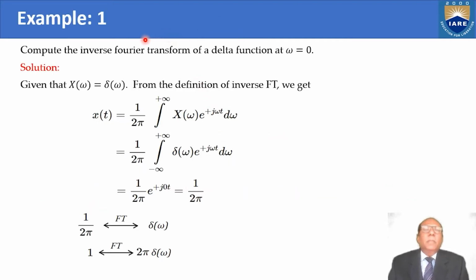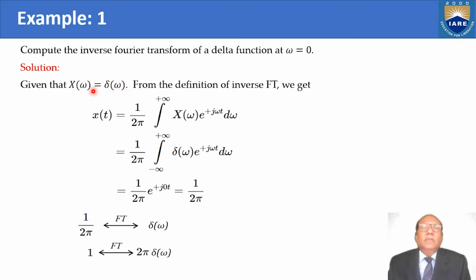So here I will start with one example, because from this example you can understand the derivation of the Fourier transform of a periodic signal more easily. The problem is we have to compute the inverse Fourier transform of a delta function at omega equal to 0 in frequency domain. This statement can be written as capital X of omega equal to delta omega. So there is a unit impulse in frequency domain.